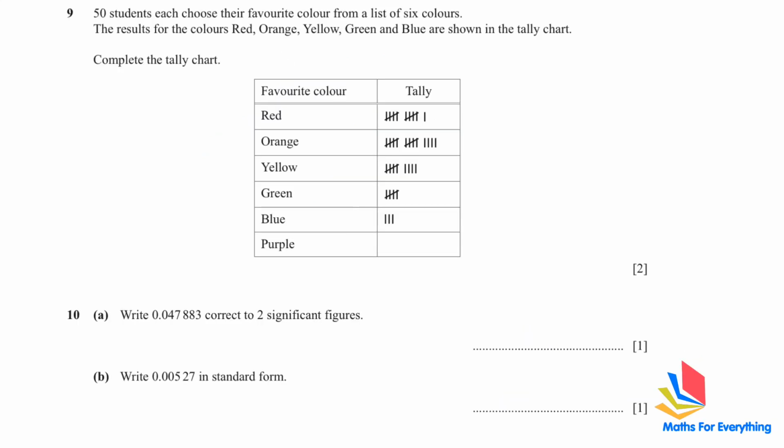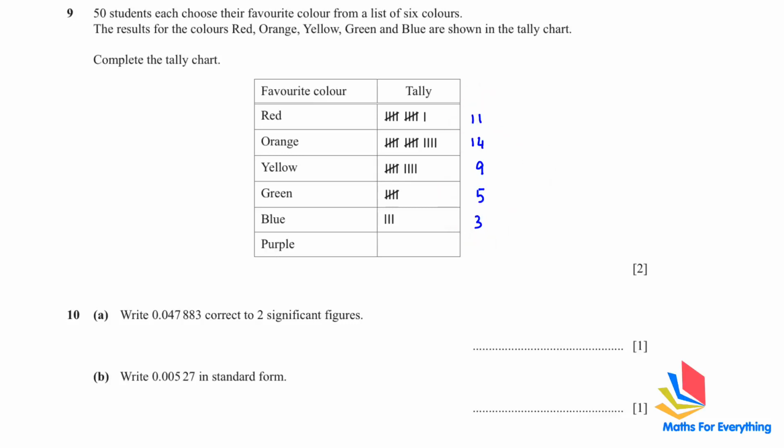Question number 9. 50 students each choose their favorite color from a list of 6 colors. The results for the colors red, orange, yellow, green, and blue are shown in the tally chart. Complete the tally chart. So how many have chosen red? These vertical lines are 4 and 1 cross. So total 5. 5, and 1. 11. Let's count for all and write them down here. So these are 11, 14, 9, 5, and 3.